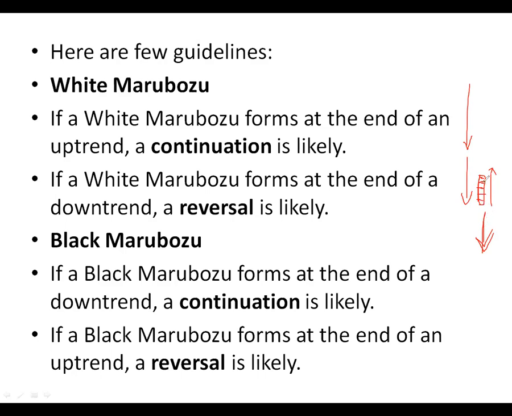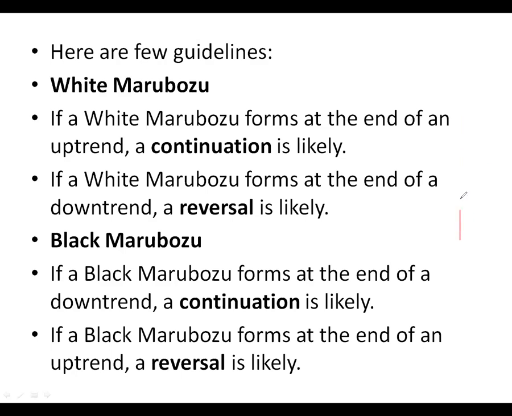But if a white Marubozu forms, that is for the buyers, it means the buyers have come into the market completely without sellers. So it means there's a possible trend reversal. Do you get the explanation? Good.